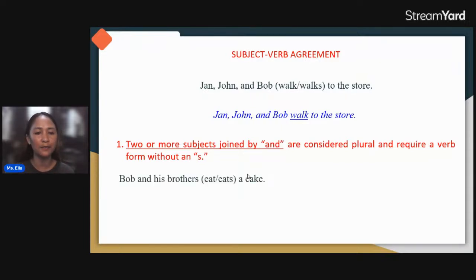Okay. So what about this one? Bob and his brothers, is it eats a cake? Okay, the correct answer here is Bob and his brothers eat a cake. Again, there are two subjects, Bob and his brothers, and they're joined by the word and. Therefore they are considered plural. The verb form is eat without an S. Bob and his brothers eat a cake.